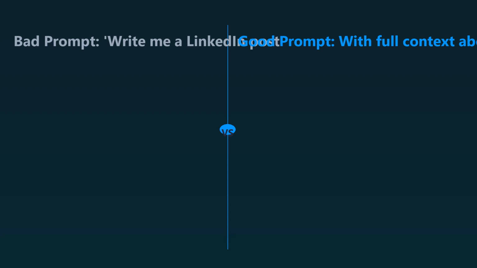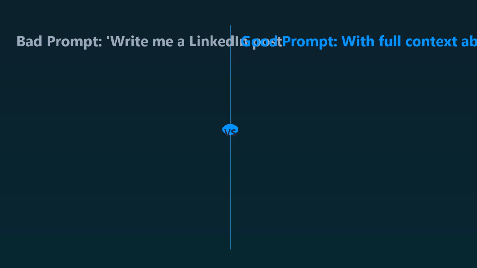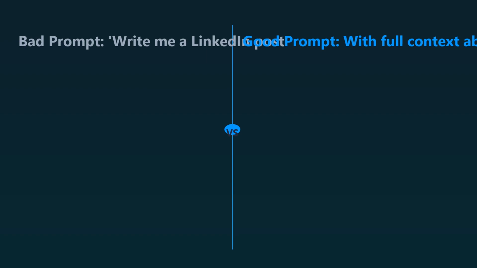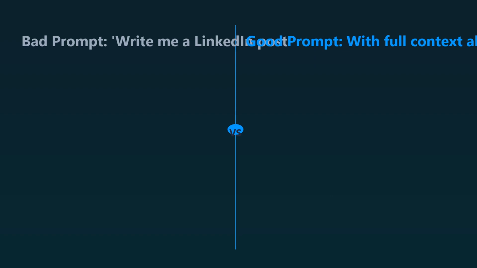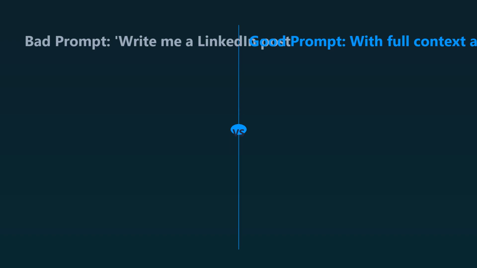Example 2. You need a social media post for your business. Bad prompt, write me a LinkedIn post about my business. And you get something that sounds like a press release from 2011. Stiff, corporate, zero personality. Good prompt, context, I run a home renovation company in the Pacific Northwest. We focus on kitchen and bathroom remodels. Our customers are homeowners aged 35 to 60 who care about quality and aesthetics.